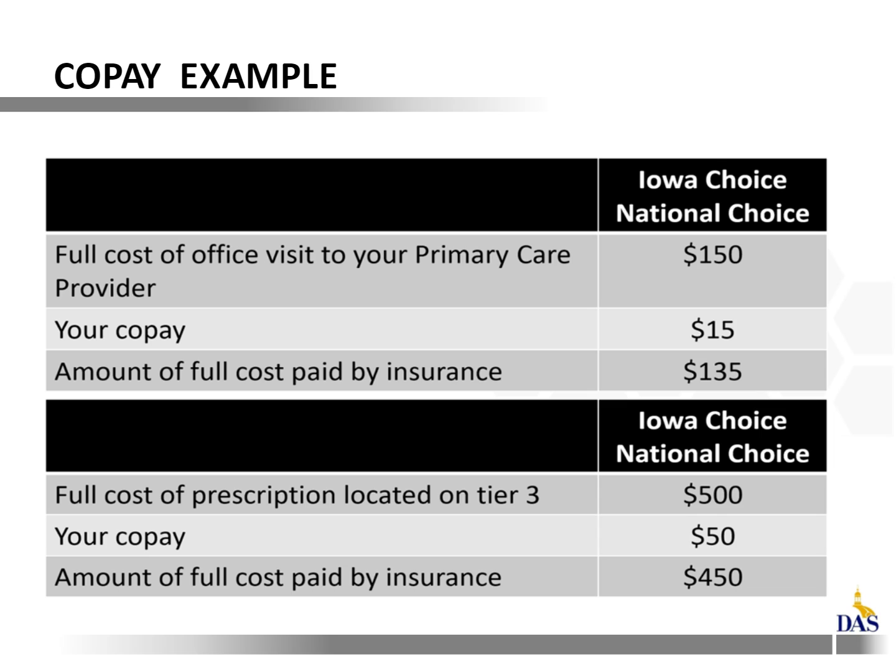The second example is a prescription drug copay. You have a prescription drug which is located on Tier 3 of the drug plan's formulary. Because the drug is on Tier 3, which is a non-preferred brand name, the copay is $50. Since the full cost of the drug is $500, you pay $50 and insurance pays $450.